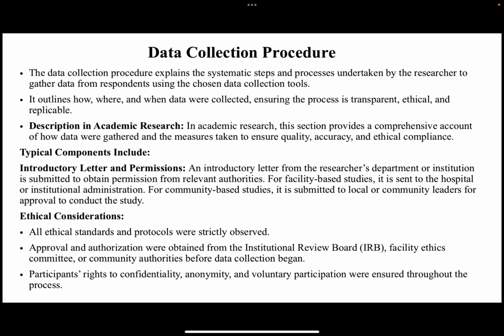Again, you have to talk about approval and authorizations obtained from the Institutional Review Board, IRB, the facility Ethics Committee, and community authorities before data collection began. More importantly, you have to talk about how participants' right to confidentiality, anonymity, and voluntary participation were ensured throughout the process. So you see, the data collection procedure is something that is practical in research methodology.